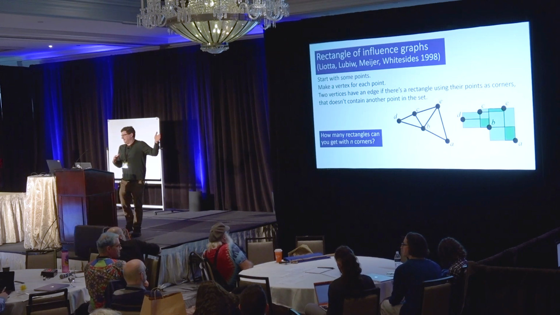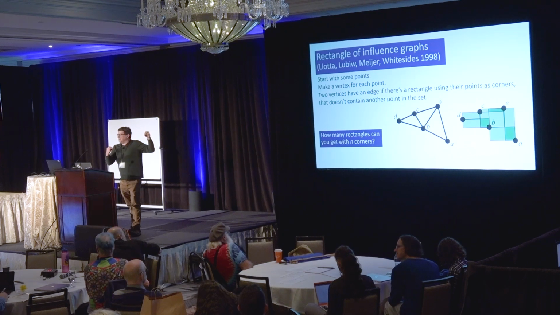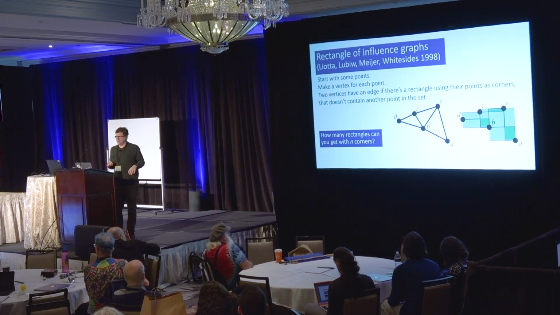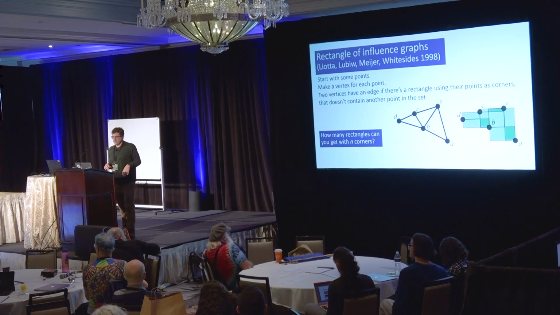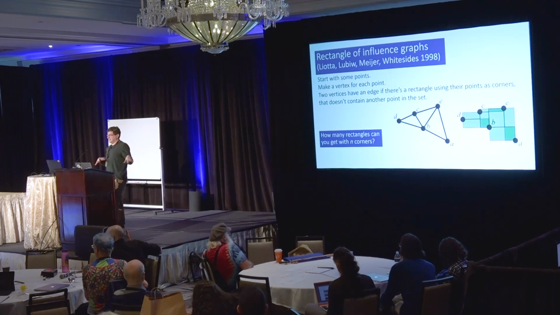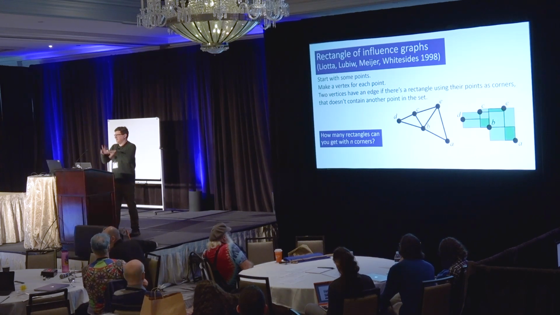But like D and A, if you make that rectangle with A and D at the opposite corners, B is in the middle of that rectangle. That's no good. You want the rectangles to not contain another point. So you don't have an edge in the graph there. One question you can ask is, how many edges can you get in this graph? Can you arrange the points to maximize the number of rectangles?